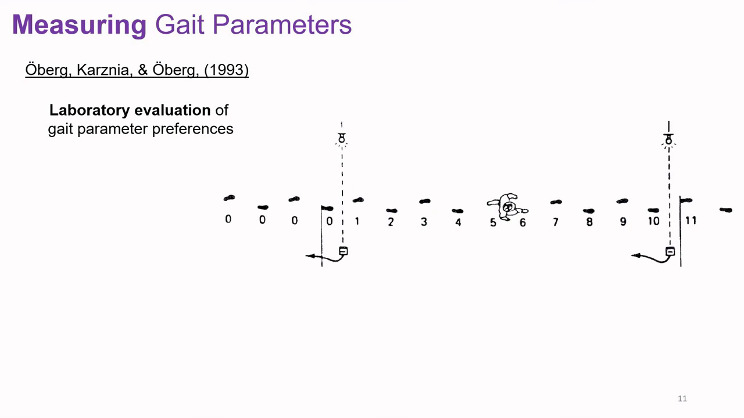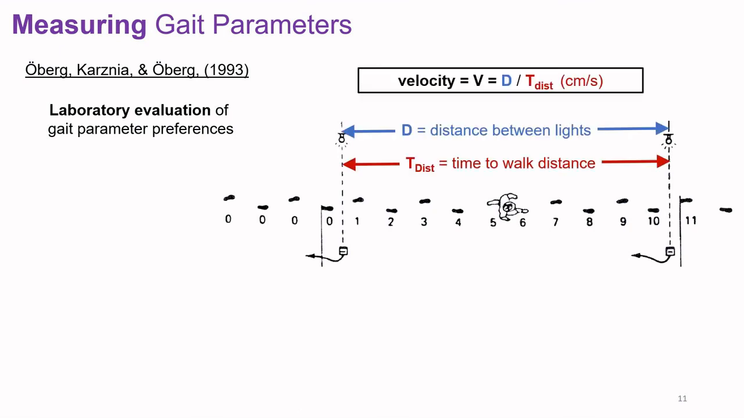Notice that the patient starts walking a number of step lengths before the first laser beam. This way the patient can establish their walking pattern before we start our measurement. By knowing the amount of time it takes to walk between the two lasers and the distance between the two lasers, we can get a very accurate measure of gait velocity, or speed.